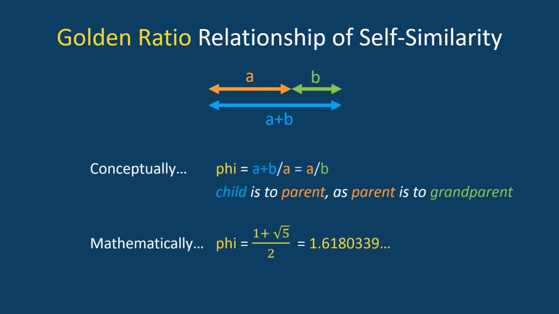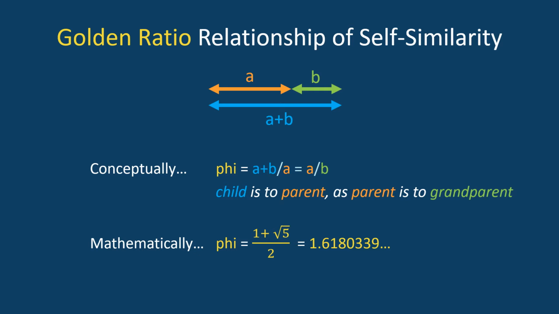Conceptually, this can be described by the expression phi equals (A plus B) over A equals A over B, or more simply, child is to parent as parent is to grandparent. And mathematically, phi equals (1 plus root 5) over 2, which equals the irrational, non-repeating decimal number 1.6180339, etc. As we will see shortly, this mathematical result is derived by what's called the Fibonacci series.